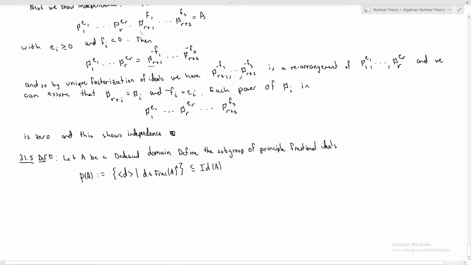Okay, and then the ideal class group, the class group of A, is denoted something like this. CL of A is the quotient. Okay, so it's all fractional ideals modulo principal fractional ideals. And over the next few lectures, probably several lectures, we'll show that this is actually a finite group in the case that A is a number field. Okay, so that's the preliminaries for the class group, and we finally got to define the thing.